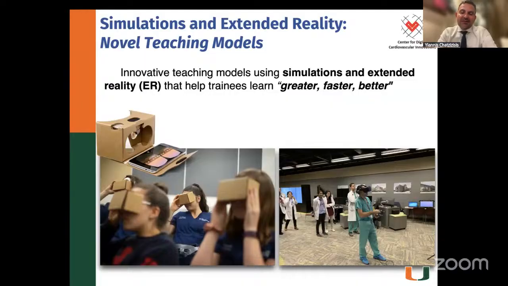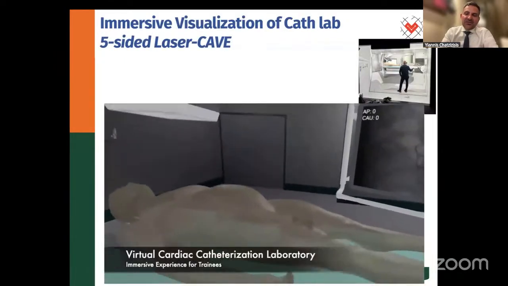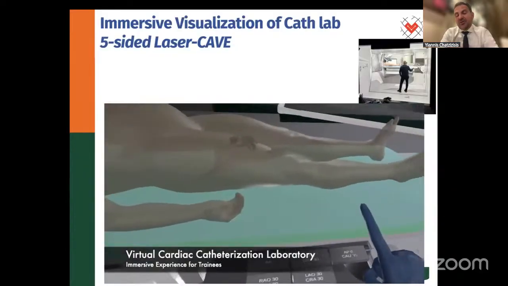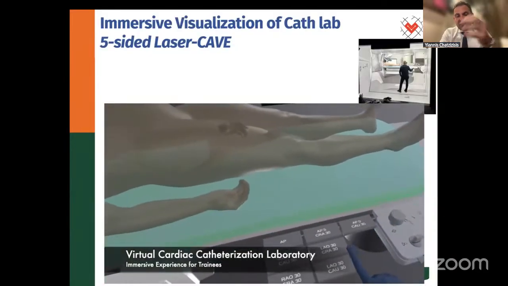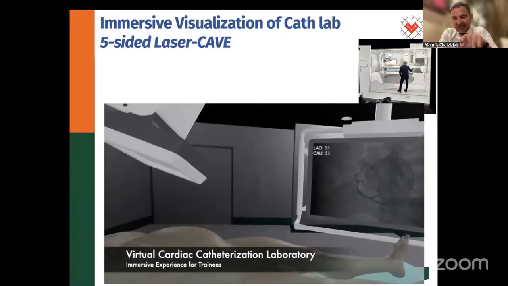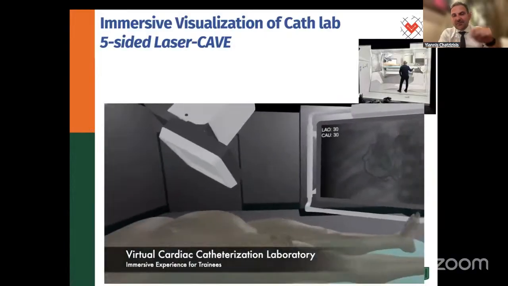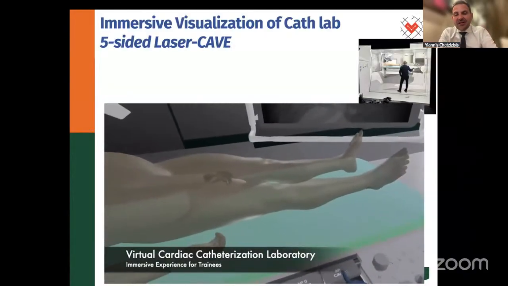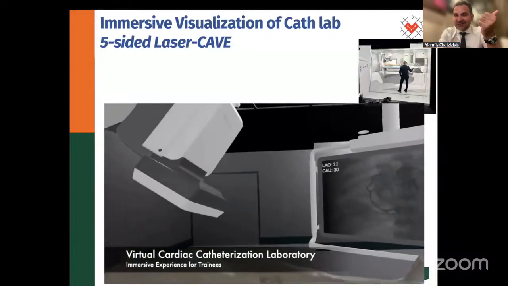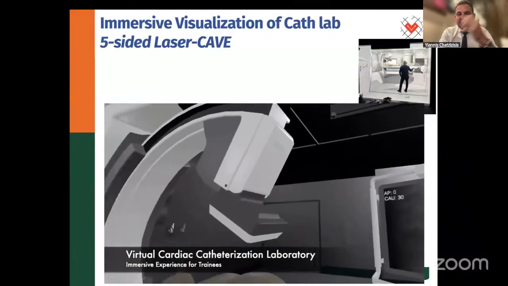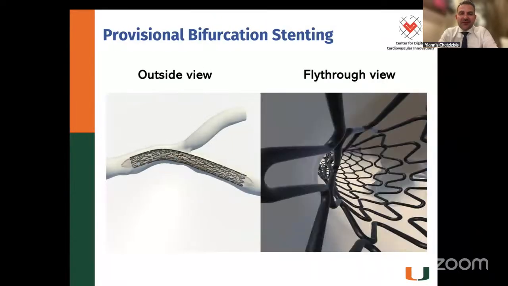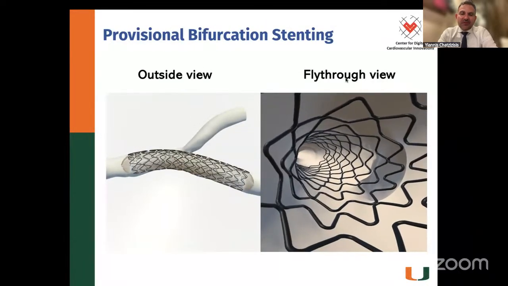We also have these tools, these techniques to help us with education and training, to help our trainees learn greater, faster, better using simulations and extended reality. You see here, these are our fellows. Before they go to the cath lab, they wear the headsets, spend like an hour in the virtual replica of our cath lab. They can play around with the AI to see how in each projection the coronaries look like. No X-ray, no contrast, seeing is believing. Same here from our advanced fellows, from the outside, from the inside.